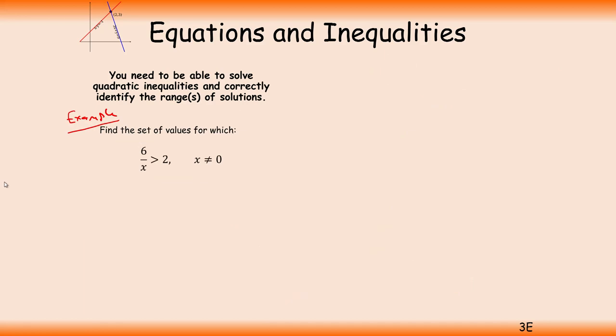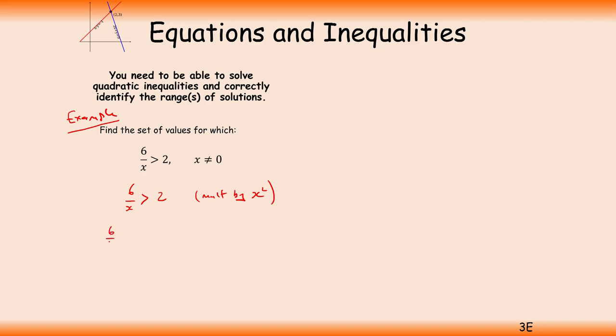Very good. Right then, this time it says find the set of values, or the range of values, for which 6 over x is greater than 2. x cannot be equal to 0, okay? Because if x is equal to 0, you get 6 divided by 0, which we can't do, okay? So what we do is we take our 6 over x, which is greater than 2, and we multiply by x squared.